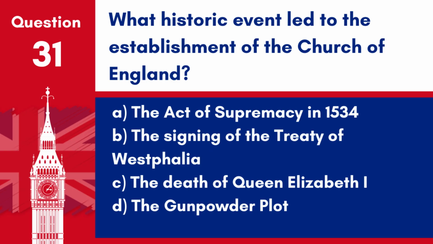Question 31. What historic event led to the establishment of the Church of England? A. The Act of Supremacy in 1534. B. The signing of the Treaty of Westphalia. C. The death of Queen Elizabeth I. D. The Gunpowder Plot.